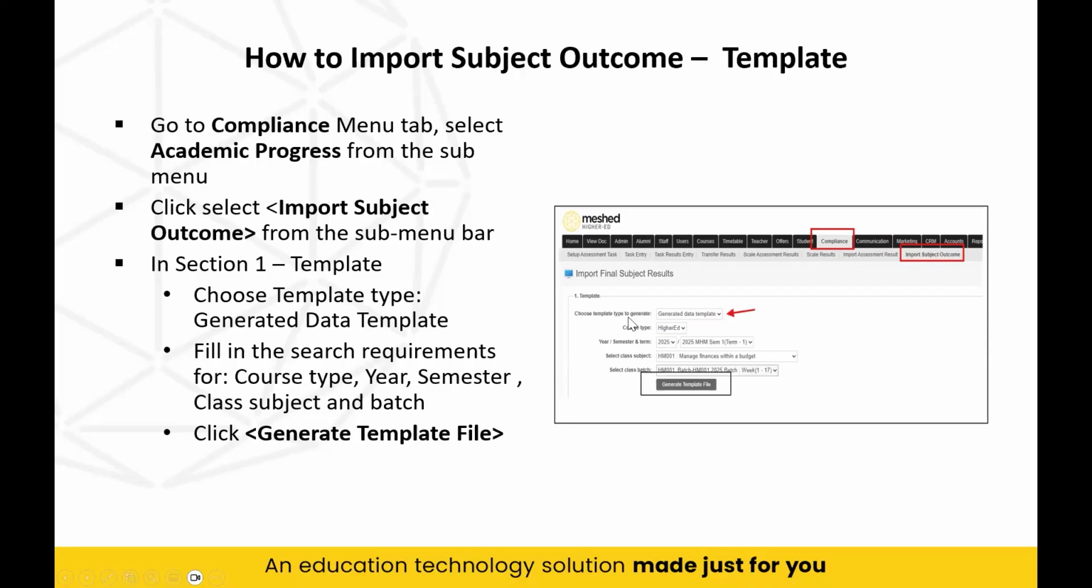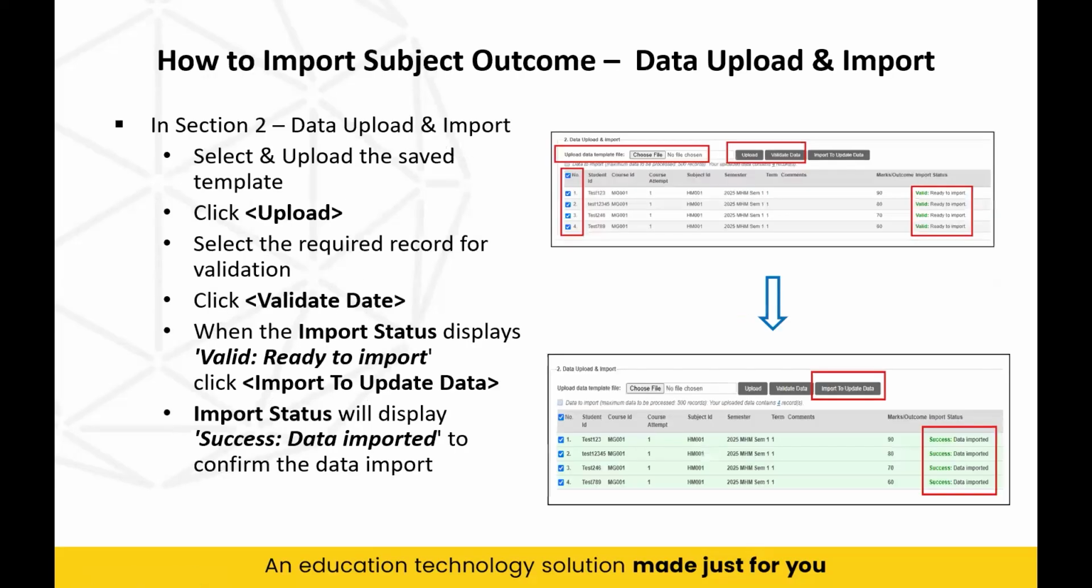So this page is now split into two halves. The first half is to generate a template. So we want to generate a data template, and you will fill in all your required criteria like the year, the semester, the calendar that you have created, as well as select the subject, and also the class, the timetable that you have created. Once you have filled in all these filters, just click generate template. It will generate an Excel file with all the required data listed in there, which I will show you in a little bit.